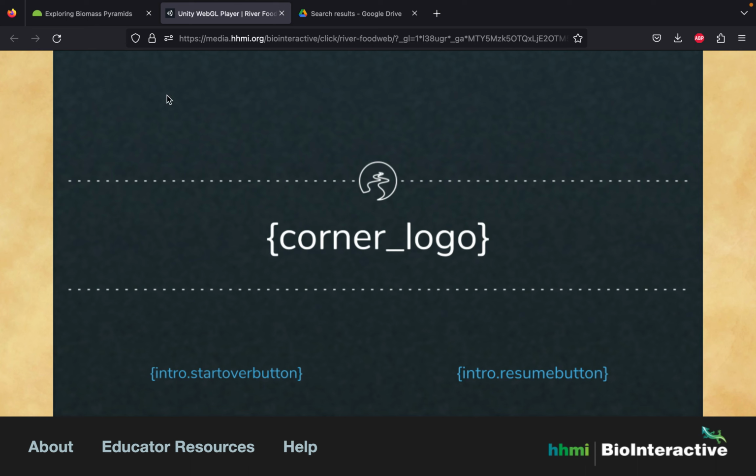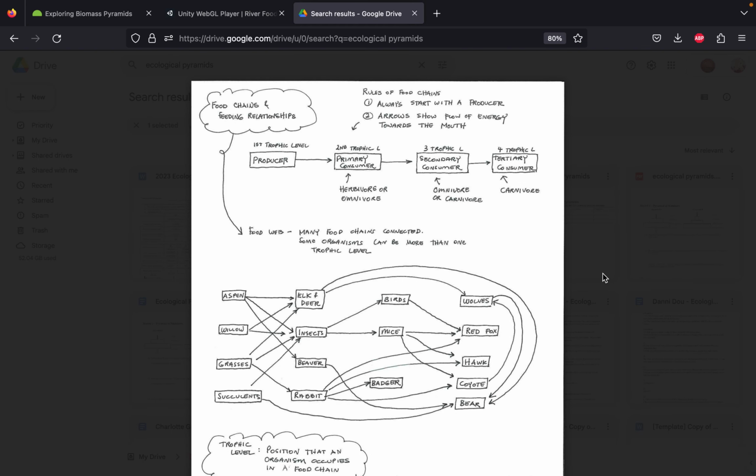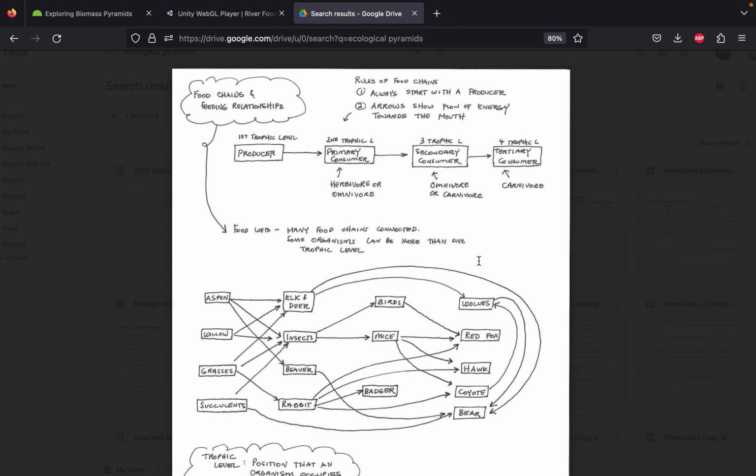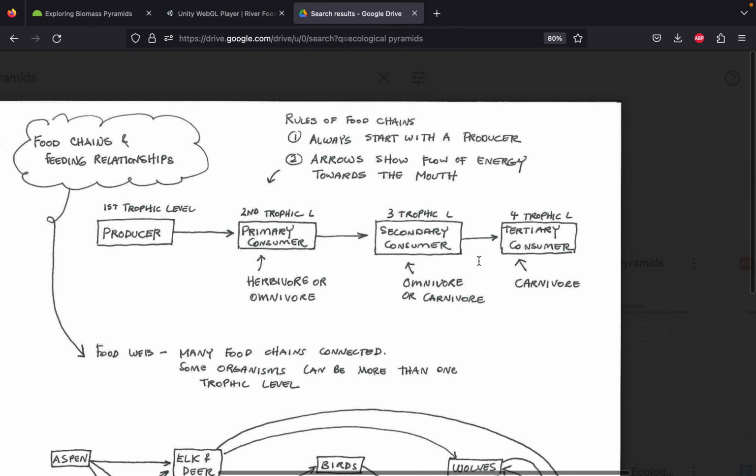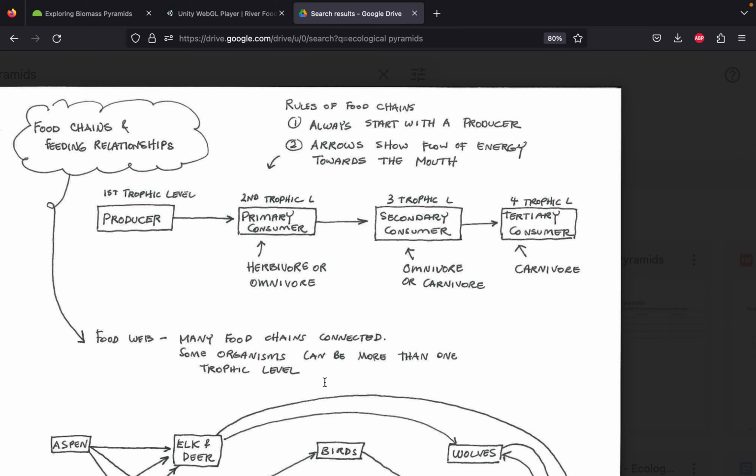Food pyramids, food webs, and food chains. To start, the real distinction between a food chain and a food web is that a food chain is only going to have one link, whereas a food web is actually many food chains combined and connected. And in food webs, you might actually have one organism occurring at multiple levels.